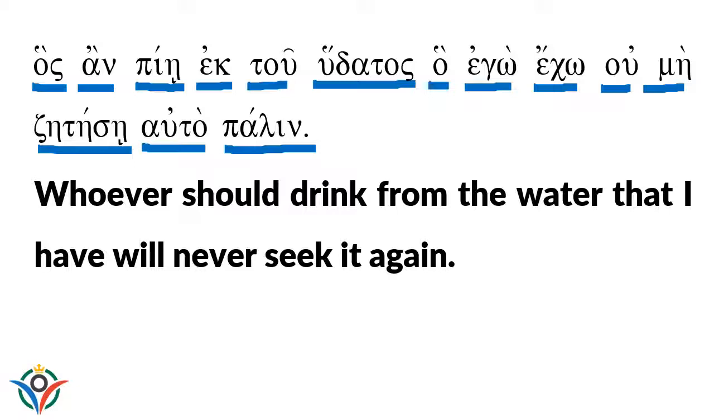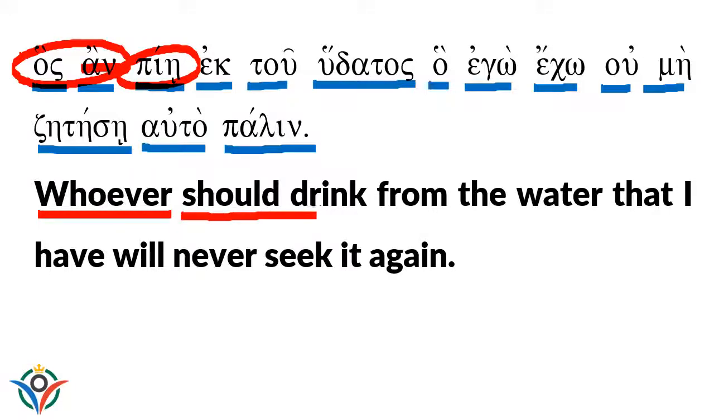Let's make some observations here. Firstly, we see this construction has an, and that is the indefinite relative use of the subjunctive. So we translate that as whoever, making the relative pronoun indefinite. And the an tells us that the subjunctive is coming. So pie is a subjunctive verb, which we translate as should drink from the water.